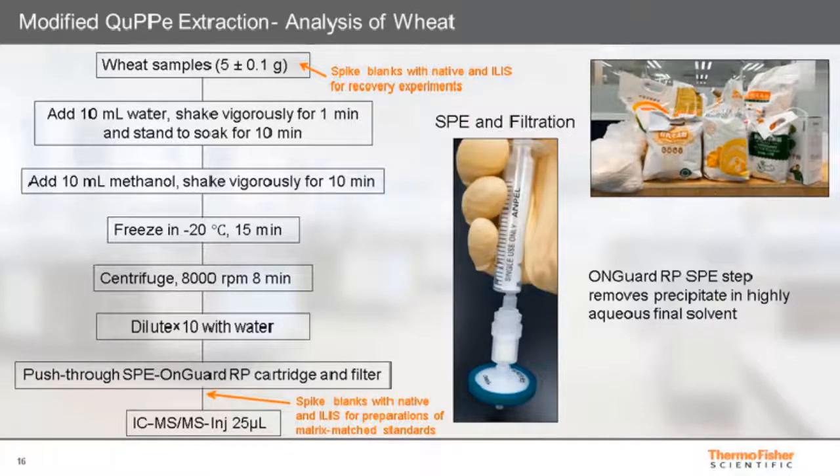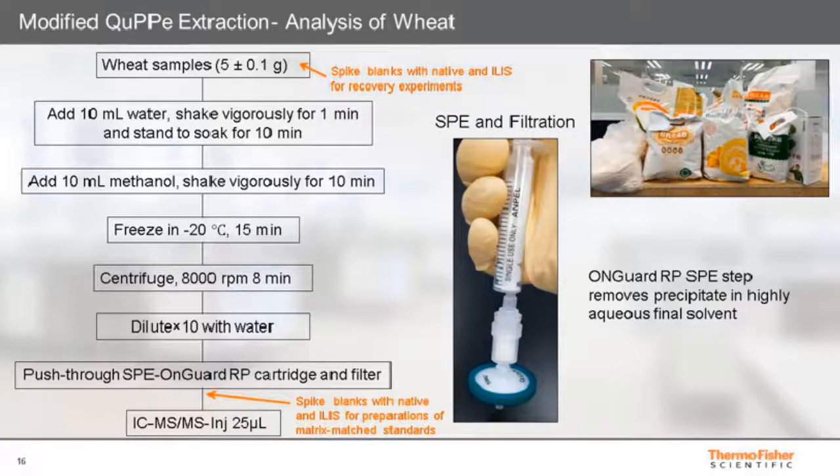So, we started the development of an extraction method using wheat flour because it is a dry commodity with a high concentration of matrix co-extractives. We hoped that if the method was successful for wheat, the same method would be applicable to other matrices. The extraction method is a modification of the QuPPe, or Quick Polar Pesticides extraction method, developed by the European Reference Laboratory for Single Residue Methods.